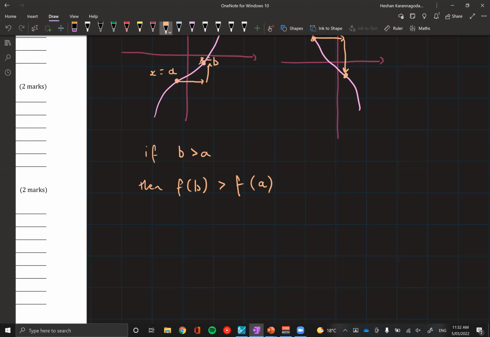If B is greater than A, then F of B would be less than F of A. The most common misconception for strictly increasing, and so many people get this wrong. Whenever there's strictly increasing questions, people always get this part wrong.